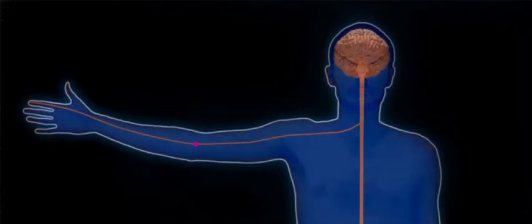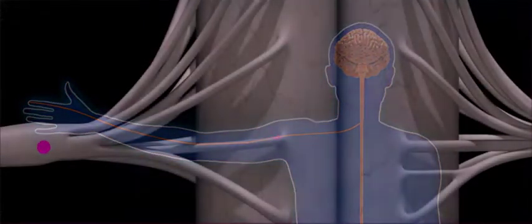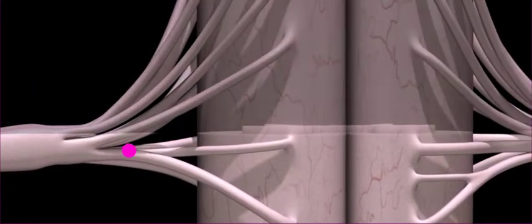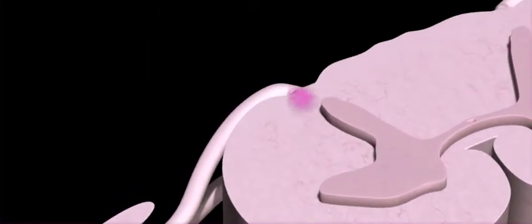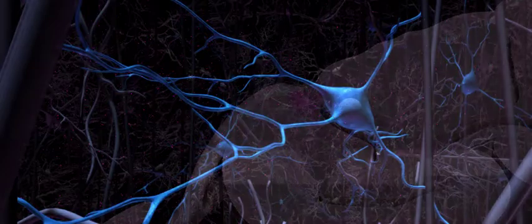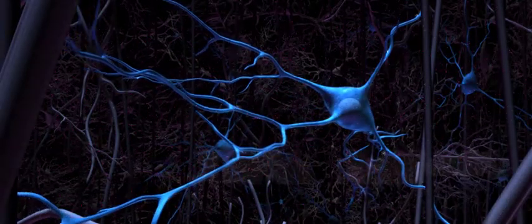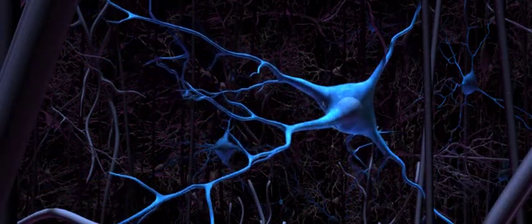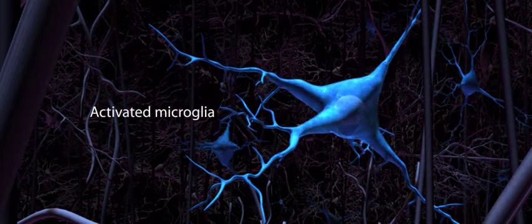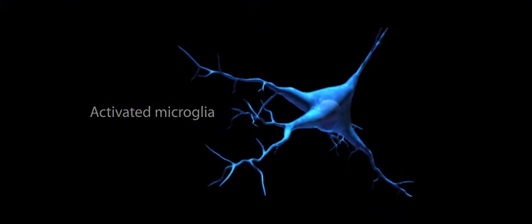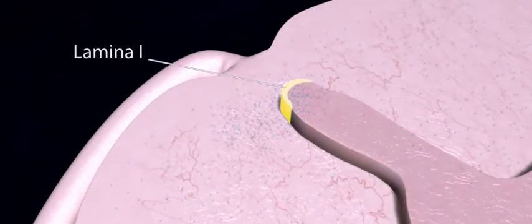Following peripheral nerve injury, signals emanate from damaged peripheral nerve endings. The signals activate non-neuronal cells in the spinal cord, called microglia. Activated microglia proliferate around the endings of the damaged nerve, near lamina 1 of the dorsal horn.